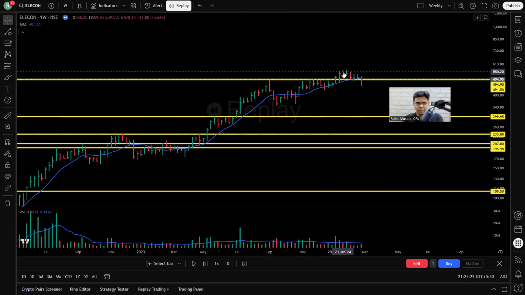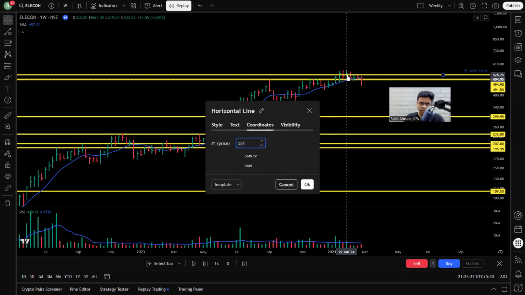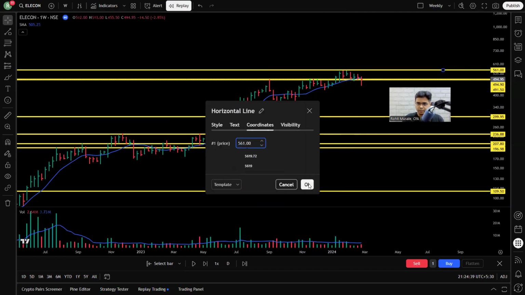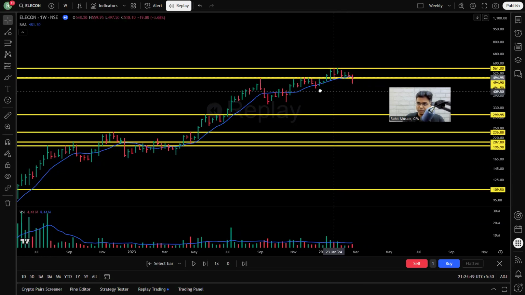Now the high of this green bar, which is 561, becomes base number 4C. Now tell me, what are the chances of base 4C working out? 561, right? So let me make it 561. Now tell me, what are the chances of this base working out? Good chance, because now it has gone to base number 4C. Chances are very low that it will form base number 4D.